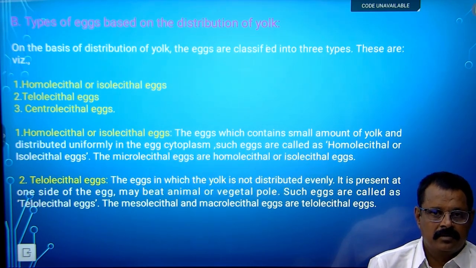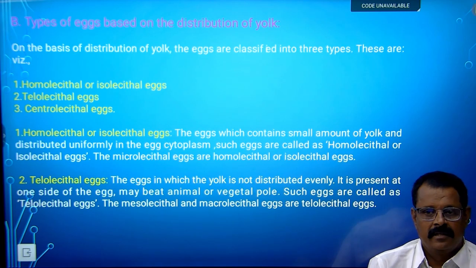Types of eggs based on the distribution of yolk. On the basis of distribution of yolk, the eggs are classified into three types. These are: number 1, homolecithal eggs; number 2, telolecithal eggs; number 3, centrolecithal eggs. First one is homolecithal eggs. These are also called isolecithal eggs. The eggs which contain a small amount of yolk, distributed uniformly in the egg cytoplasm, are called homolecithal or isolecithal eggs. The alecithal eggs and the microlecithal eggs are examples of homolecithal eggs.